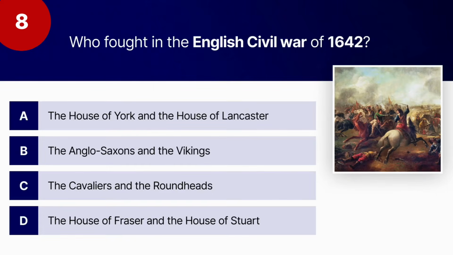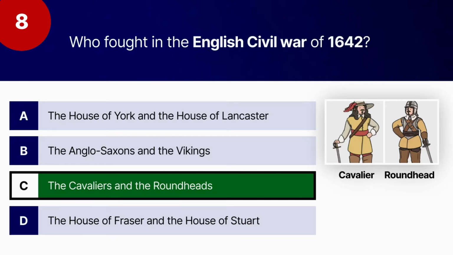Who fought in the English Civil War of 1642? A. The House of York and the House of Lancaster. B. The Anglo-Saxons and the Vikings. C. The Cavaliers and the Roundheads. D. The House of Fraser and the House of Stuart. The answer is C. The Cavaliers and the Roundheads.